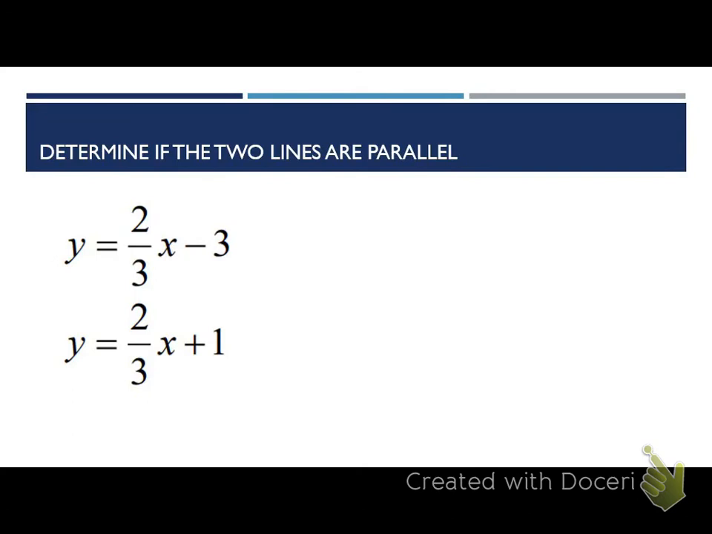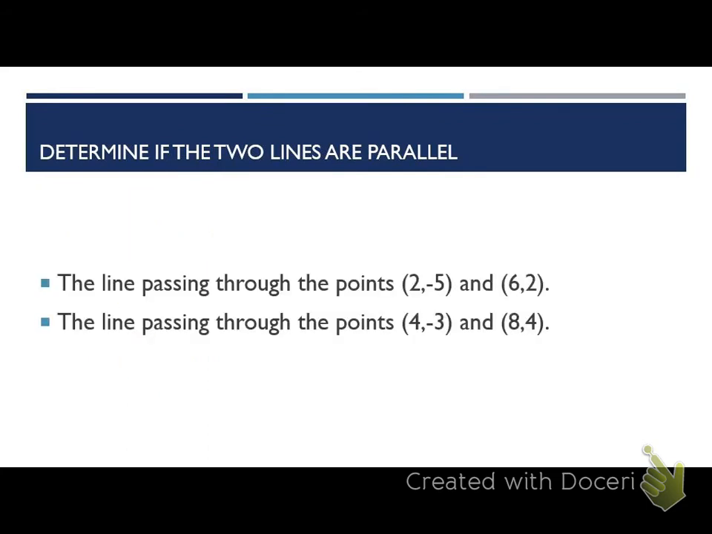Go ahead and do this one. Determine if the two lines are parallel. A simple yes or no is good. Good. What's the slope on the first? 2/3. And the slope on the second? So are they the same slope? They are. Good. Determine if the two lines are parallel. So how can you figure out if these lines are parallel? What do you need to know? The slopes. So you're going to find the slopes of each. Good.